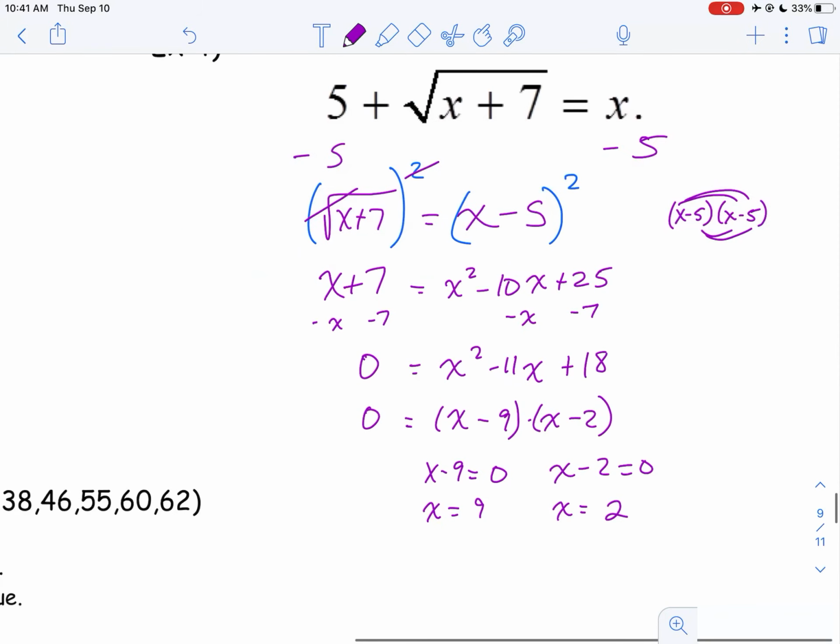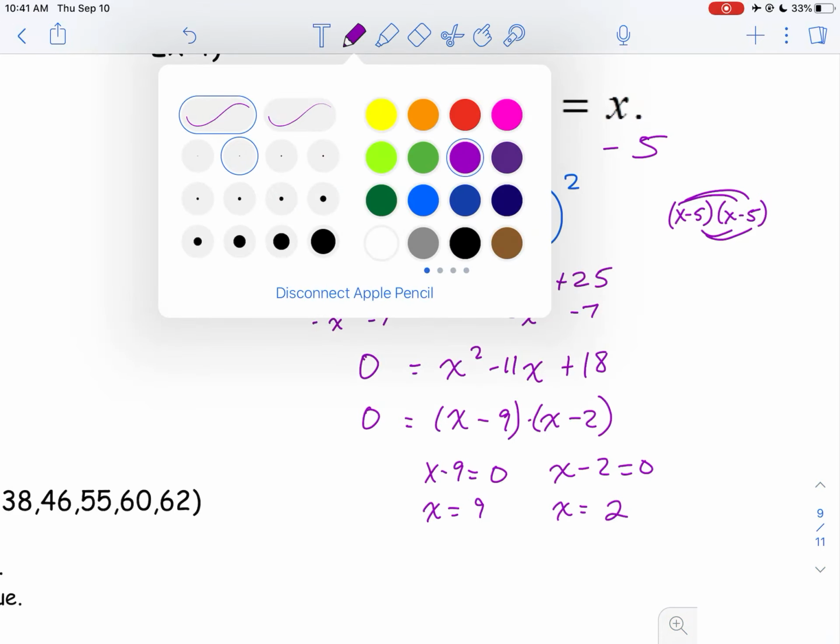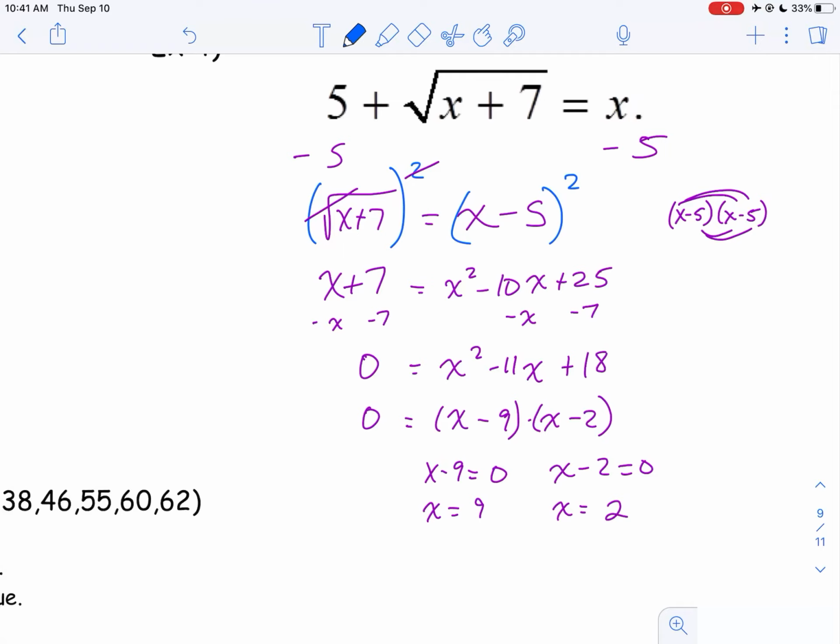All right, you might think you're done, but you do need to check your solutions here. So let's go ahead and do the check. Here we go. 5 plus the square root of 9 plus 7 equals 9. How's this work? 9 plus 7 is 16, the square root of 16 is 4, and 5 plus 4 equals 9. Fine, not a problem.